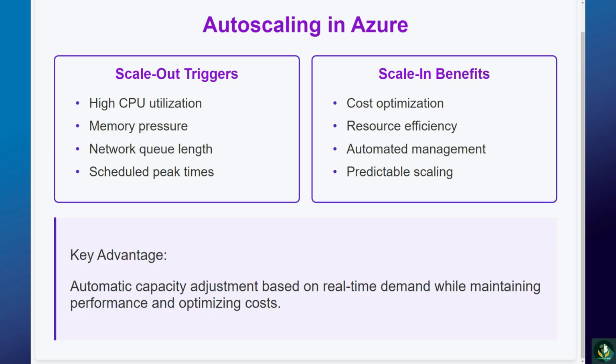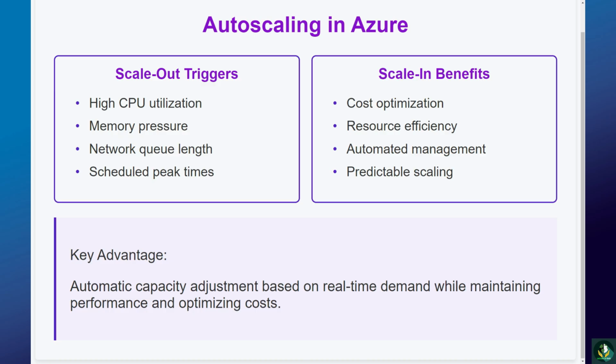Scale-out scenarios. When application demand increases, several factors might trigger a scale-out event: sustained high CPU usage across instances, increased memory pressure, growing request queue length, network bandwidth saturation.